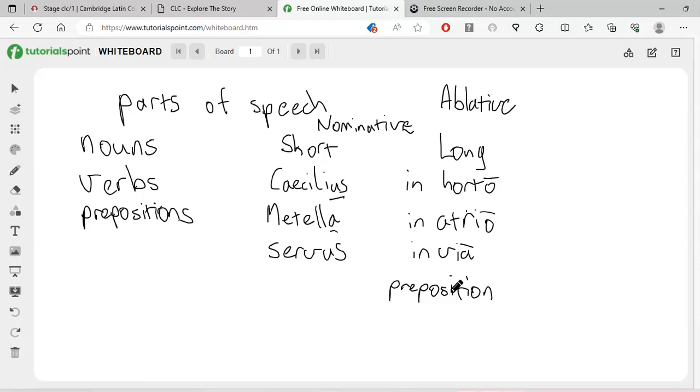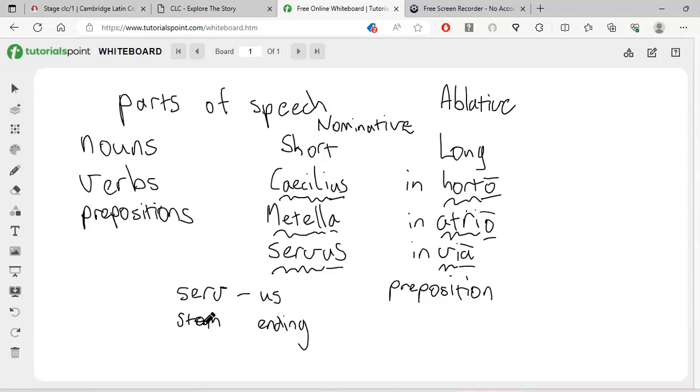As you can see, the word has an ending and it has a stem. The stem is the part that generally doesn't change, and the ending is the part that does change depending on how it's being used. So for servus, serv is the stem, us is the ending, sometimes called a termination.